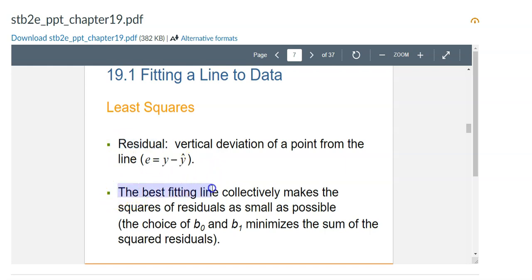So the best fitting line collectively makes the sum of the squares of residuals as small as possible. There are many lines that can go through the data and fit to that data, but only one of them has the minimum distance from those points, and that line is called the regression line. The choice of B0 and B1 minimizes the sum of the squares of the residuals.